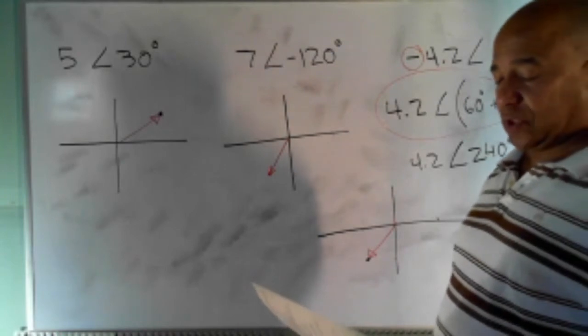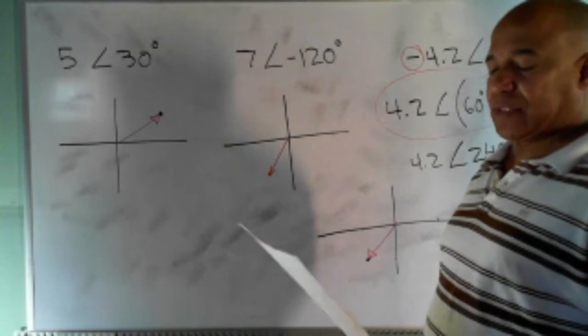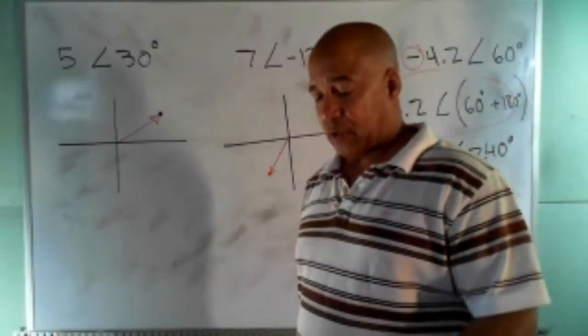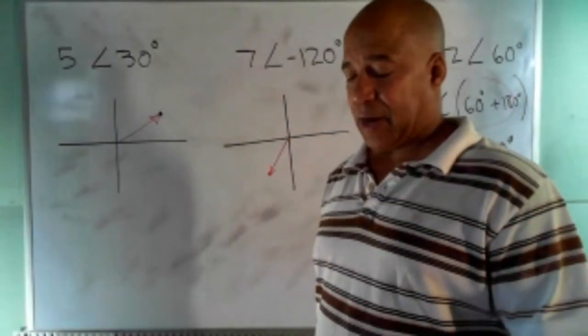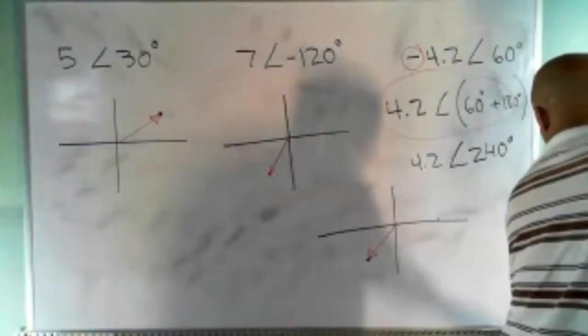Now we'll do some conversions. We're going to use those formulas to convert from rectangular to polar. So I'm going to need your help because I don't have a calculator. So I'll put these on the board. You get your calculator out, and we'll convert these to the opposite form.